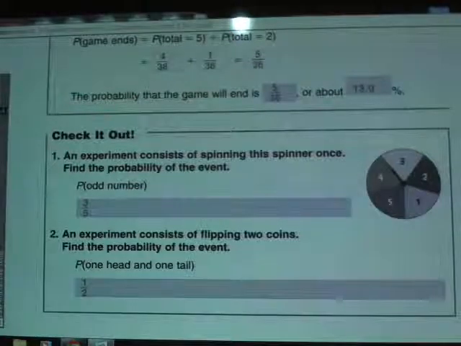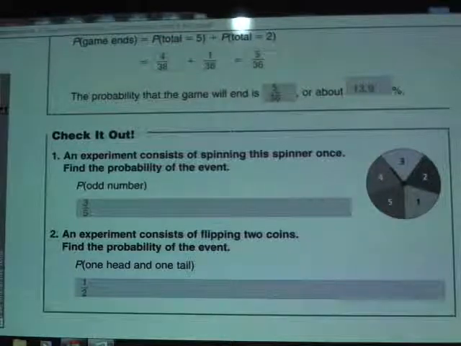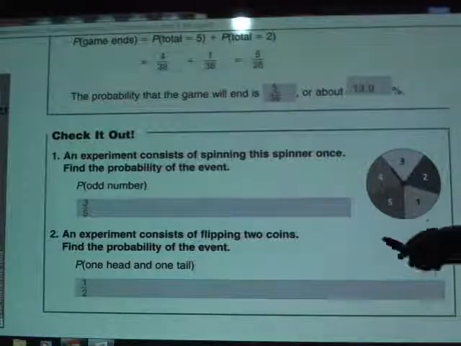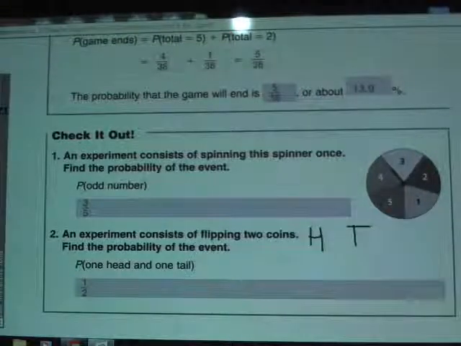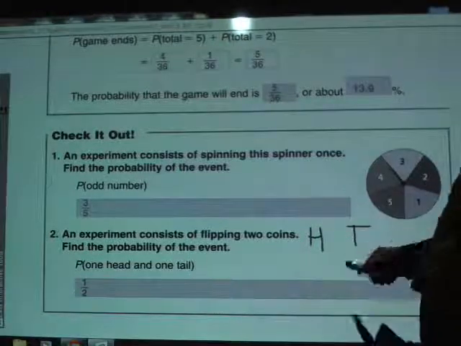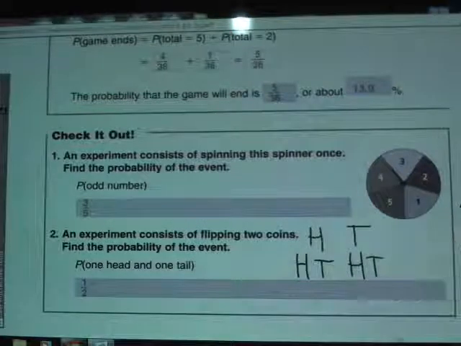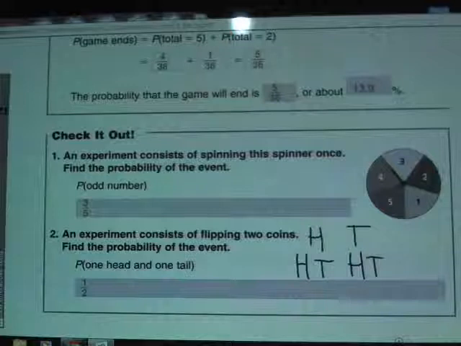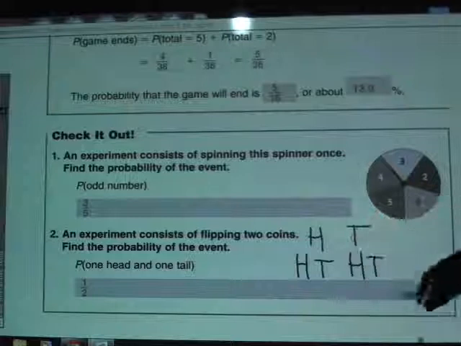All right, an experiment consists of flipping 2 coins. Find the probability of getting a head and a tail. As you can see, they've got an answer. Let's come up with a little tree diagram, a branching diagram to match it. On the first coin flip, with the first coin, I can land heads or I can land tails. When I go to flip coin 2, doesn't matter what I got the first time, I can still land heads or tails. So as you can see, there's 4 total possibilities there. Heads and heads, heads and tails, tails and heads, tails and tails.